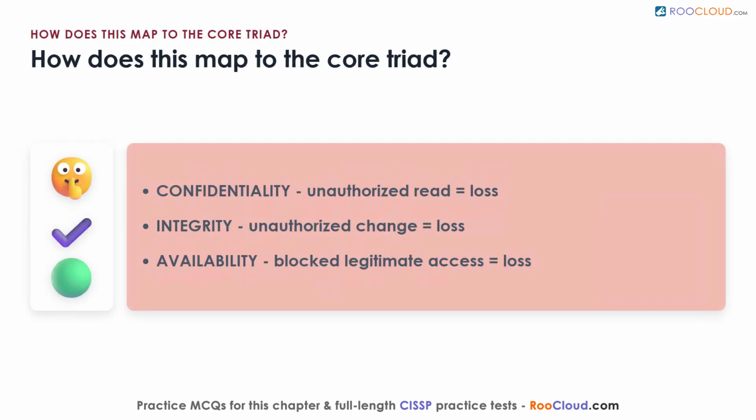How does all of this tie back to the core triad? Access control exists mainly to prevent loss, and there are 3 losses to prevent. Confidentiality means only authorized subjects reach objects, so an unauthorized read is a loss of confidentiality. Integrity means data and settings are not changed without approval, or that changes get detected, so an unauthorized edit is a loss of integrity. Availability means authorized requests are served in reasonable time, so an outage that blocks legitimate users is a loss of availability. Every control you place is really defending one of these 3.